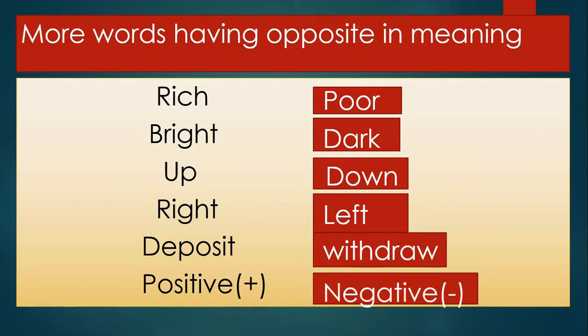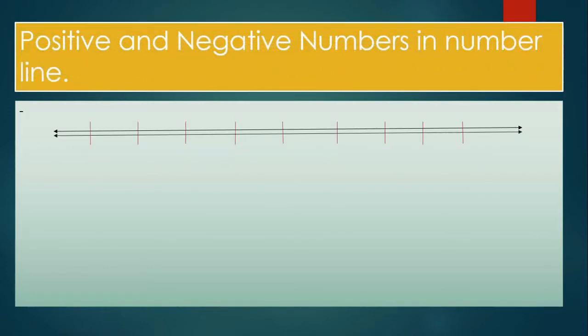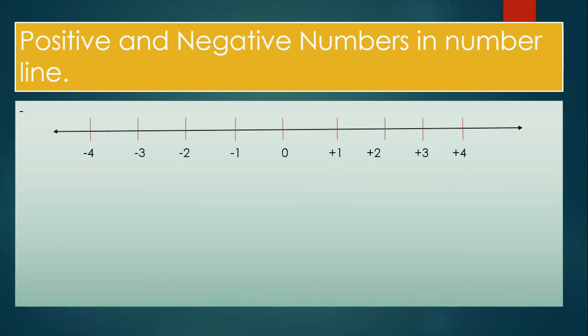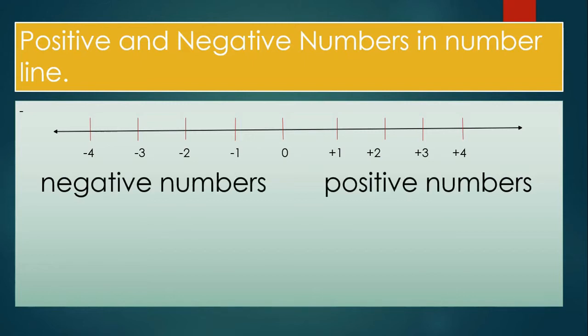Now, have you heard this word, positive or negative? Okay, let's explore more about positive and negative. Usually, positive and negative numbers are arranged on a number line. So this is a number line. A number line is a line in which the center is 0, and on the right side of 0 are positive numbers, and the left side of 0 are negative numbers.